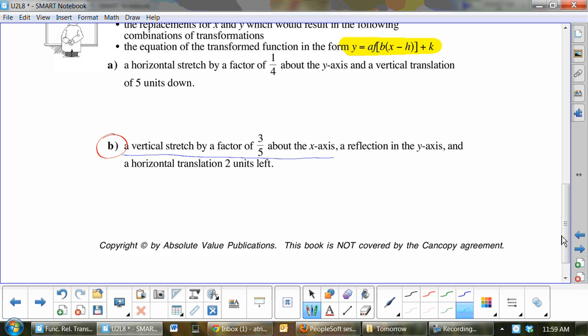I need the replacement. Alex. Yes, y with 5/3 y. Good. Next is a reflection in the y-axis. Sienna. X goes to negative x. Good. And a horizontal translation, 2 units left. Alyssa. Good. Okay.